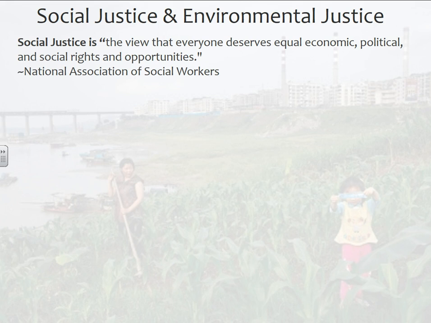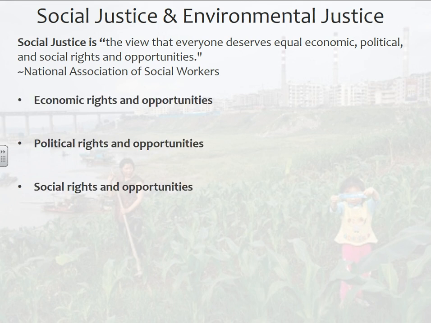Now, like sustainability, there's no single definition of social justice, but this is the best succinct and descriptive definition that I found. It's from the National Association of Social Workers, so they know what they're talking about. This is a really good way to break down what social justice means. So let's unpack this definition a little bit and look at these three main components.